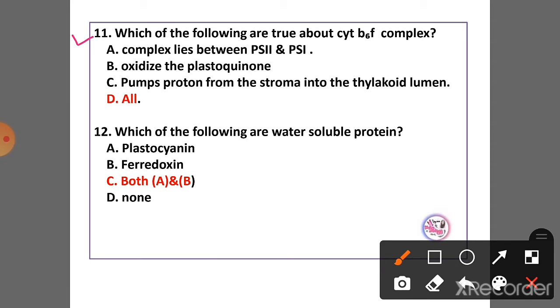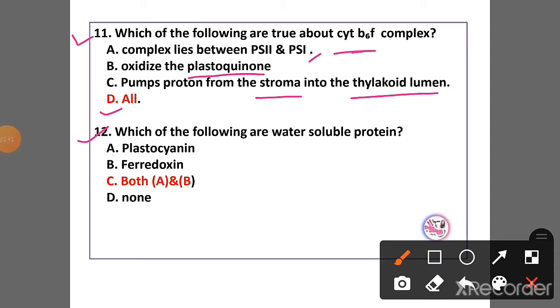Question 11. Which of the following are true about cytochrome b6 complex? Option D, all. Cytochrome b6 complex lies between photosystem 2 and photosystem 1. It oxidizes the plastoquinone and pumps protons from stroma into thylakoid lumen.